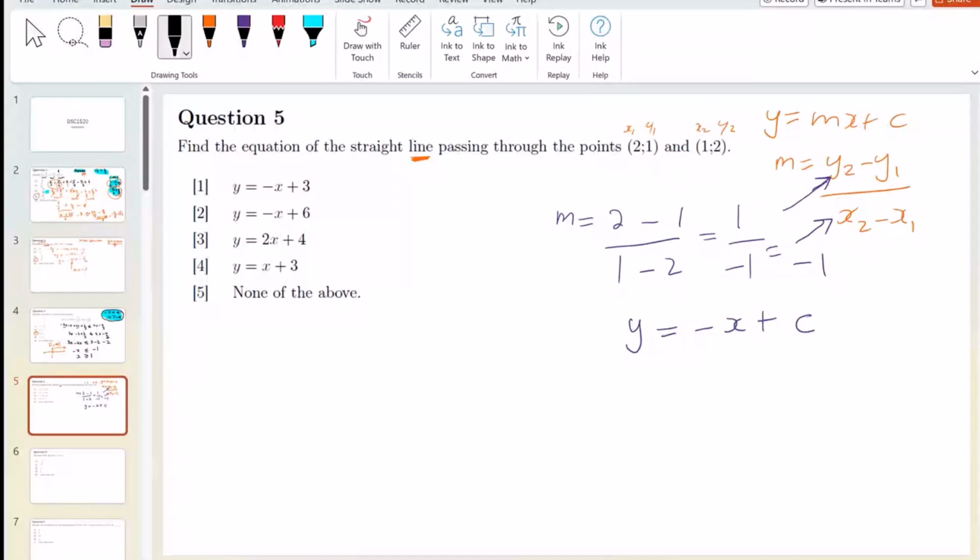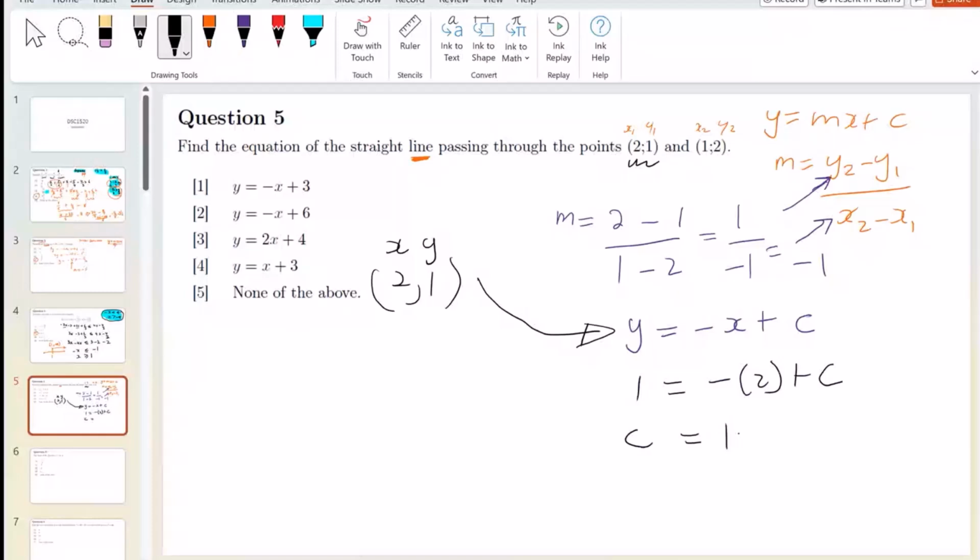To get the point, take any of your points, say you've got (2, 1). Make this one y, and make this one your x. Then substitute these here. So your y, which is 1, is equal to minus your x, which is 2, plus c. So your c is equal to 1 plus 2, which is equal to 3.